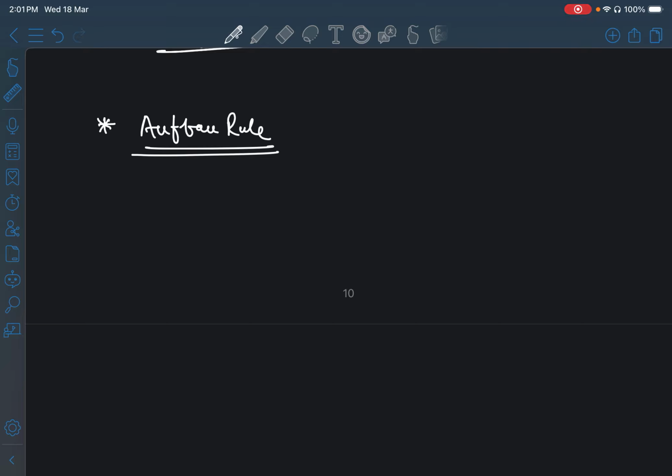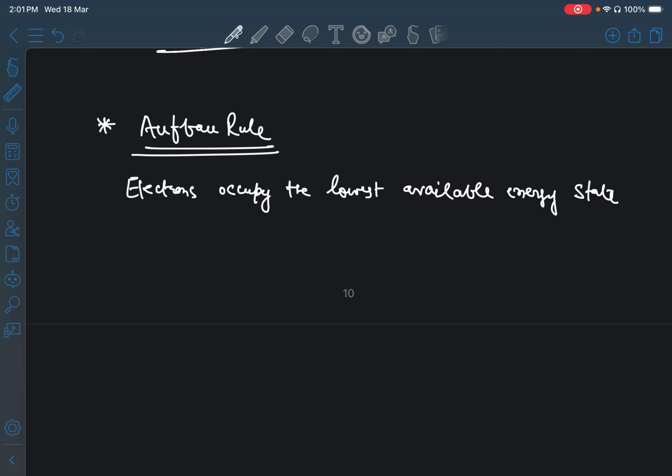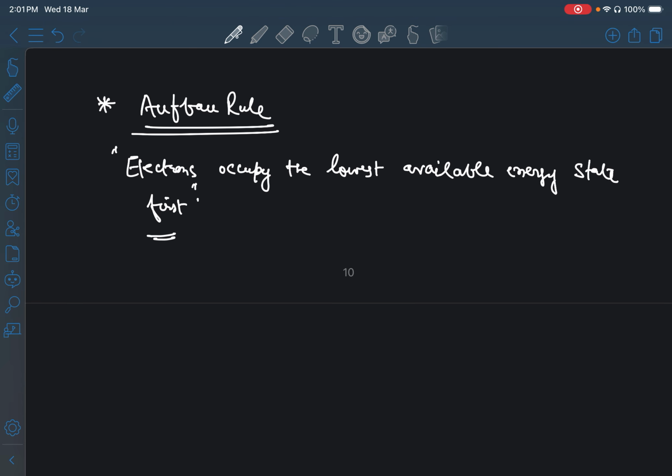It simply states that electrons occupy the lowest available energy state first. That's the statement of Aufbau's rule. Now we know how to find the energy.